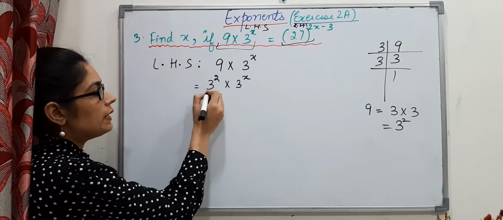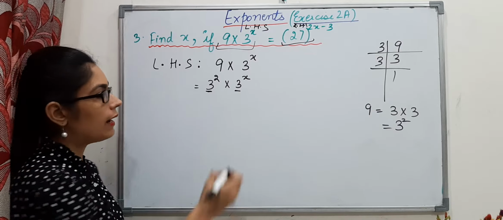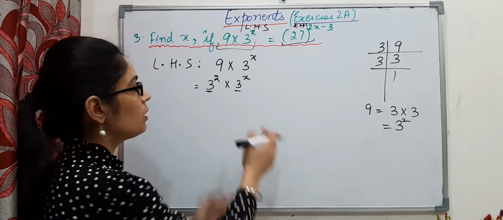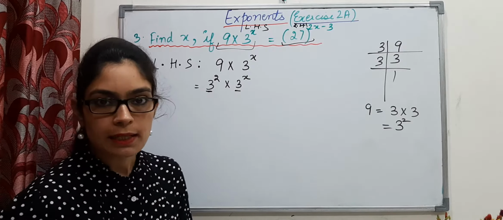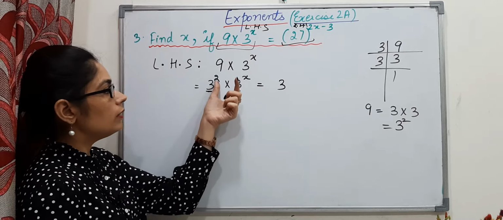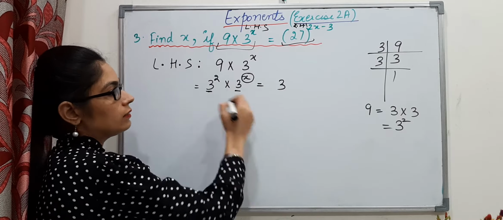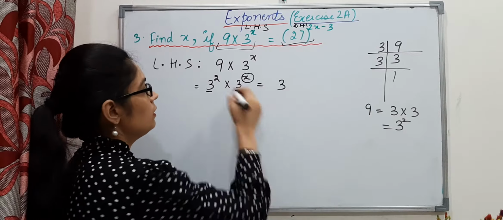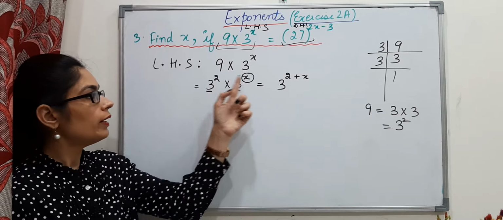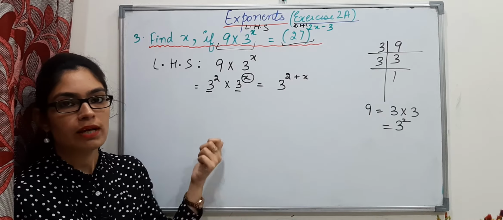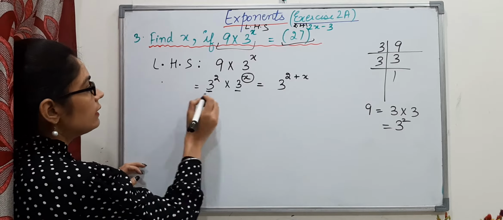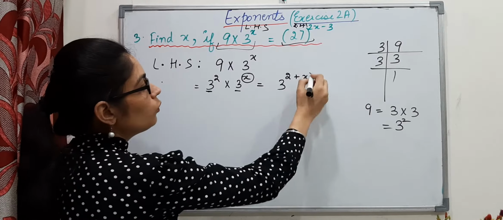Now we can see bases are same and these numbers are getting multiplied. So product rule we will apply here: where bases are same and the numbers are getting multiplied, we can add the powers. So power of this 3 is 2 and this 3 is x. So both the powers we just have to add, 2 plus x. We have added, and only one time we have to write that base. So left hand side is equal to 3 to the power 2 plus x.